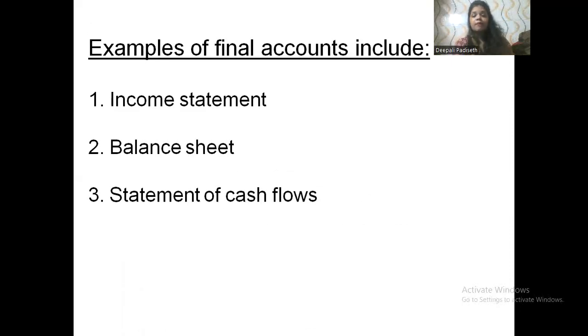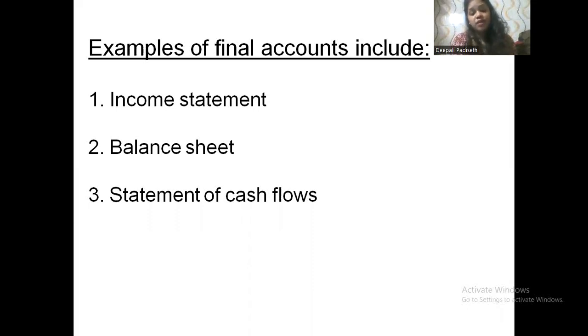So let's see the examples of final accounts. Final accounts include the income statement, balance sheet, and statement of cash flows. These are the little examples which I have given. In the income statement, we can see that it is also known as the profit and loss statement. The income statement summarizes an organization's revenue, expenses, and what the company gains and losses over a specific period of time.